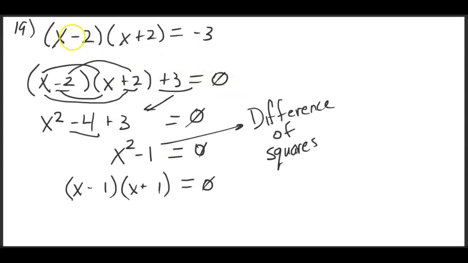All right. So in this case, we had two binomial factors to start with, but we weren't set equal to 0. So what did we do? We expanded, right? We multiplied the two binomials together, built the trinomial, incorporated, in this case, this plus 3 into it, and we got a new trinomial, if you will, that we then could factor, set equal to 0, and now we can solve. Okay? So I will let you finish number 19.